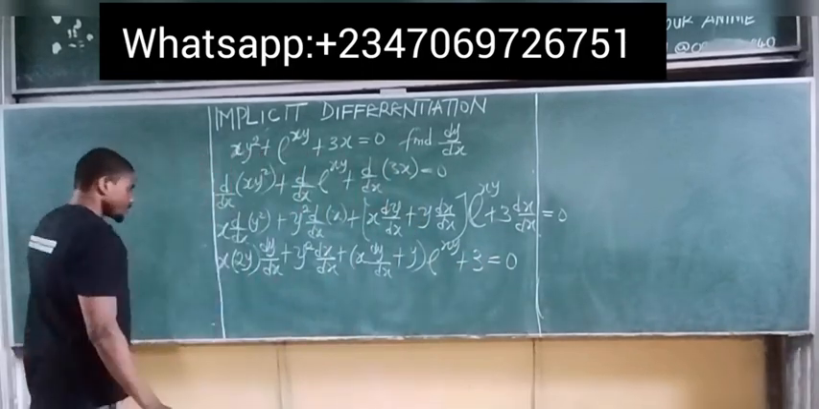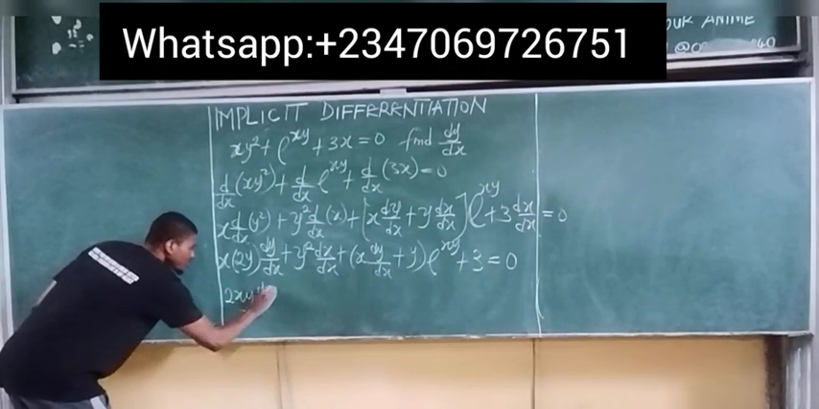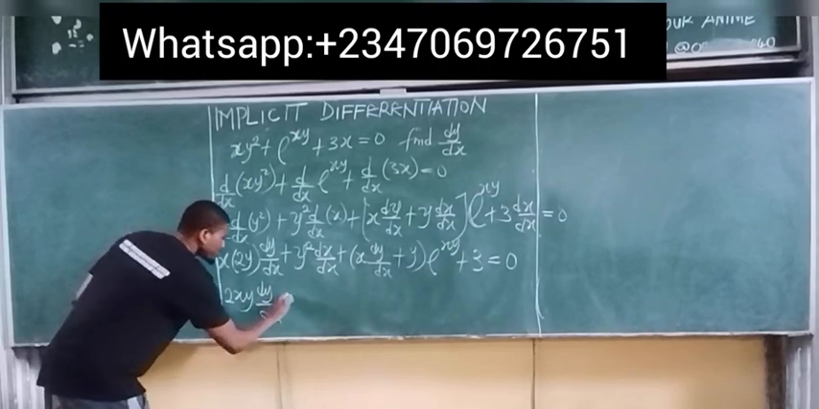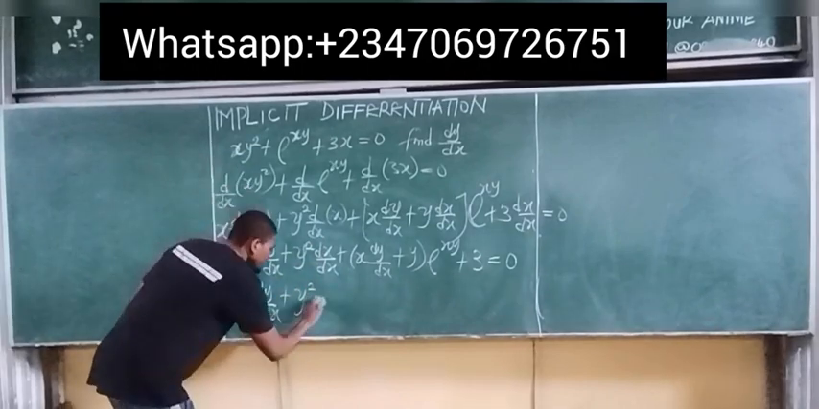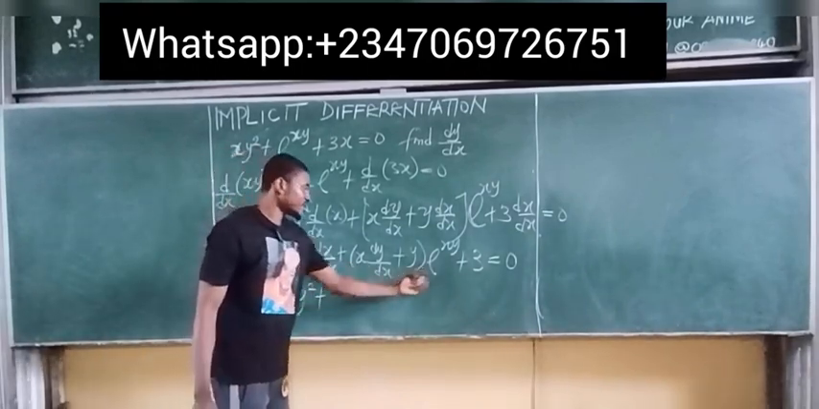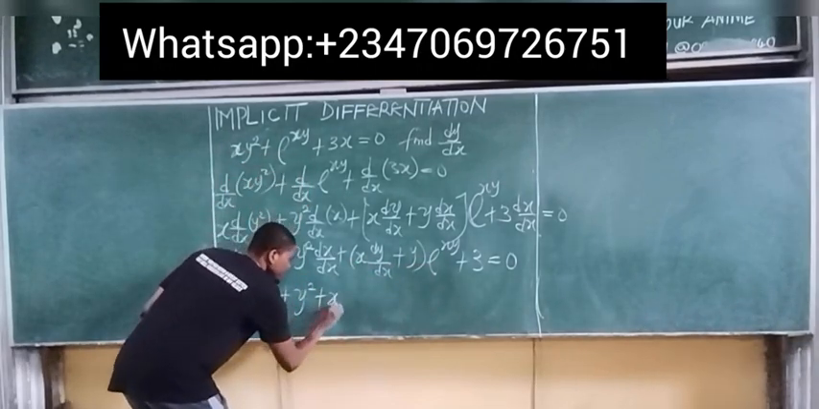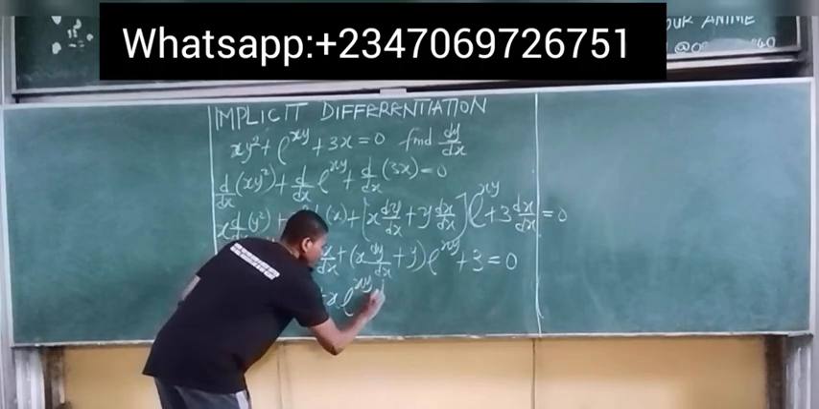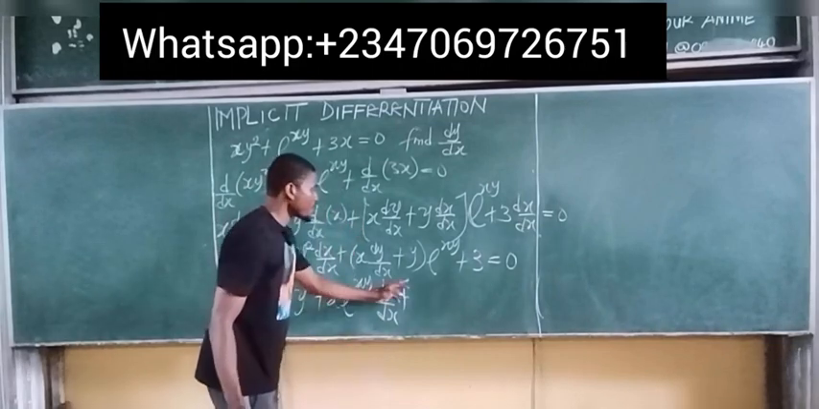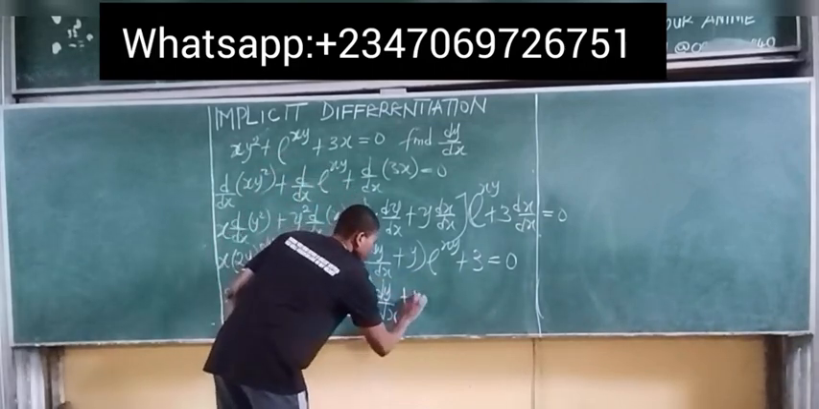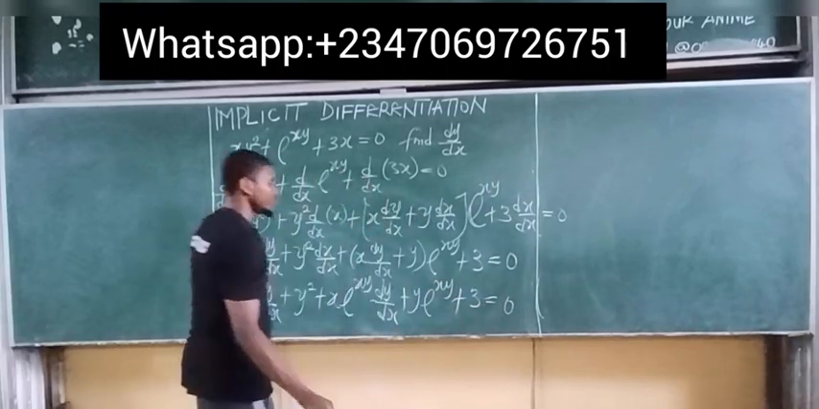So this simply becomes 2xy dy/dx, plus I have here y squared, the dx over dx is 1, plus, I can now decide to expand these brackets. Of course, x times exponential xy times dy/dx simply gives me x exponential xy dy/dx, plus then y multiplied by exponential xy gives me y exponential xy, plus 3, and this is equal to 0.